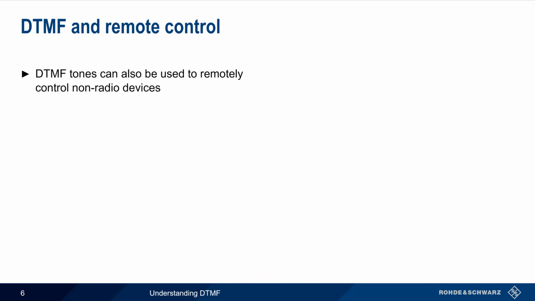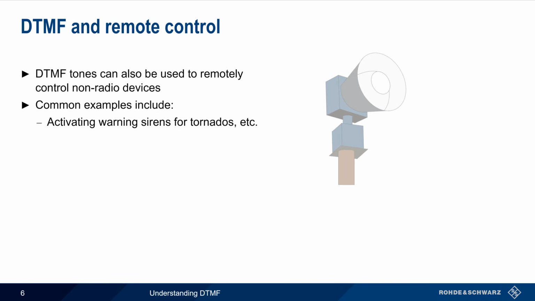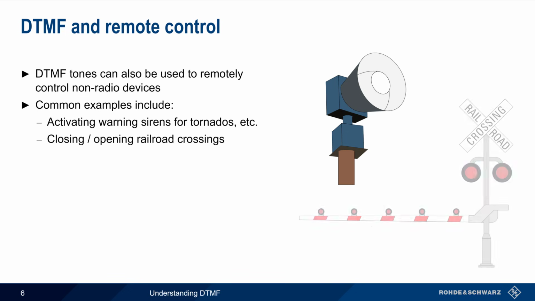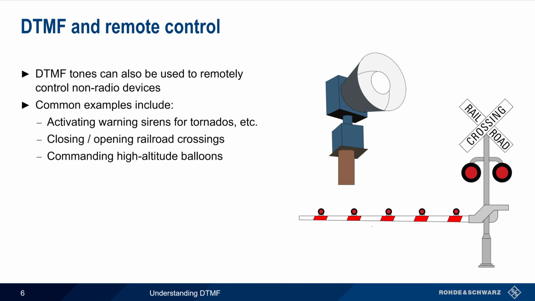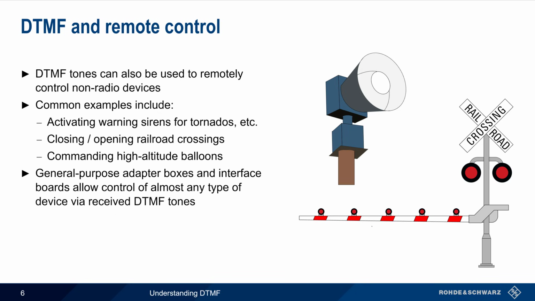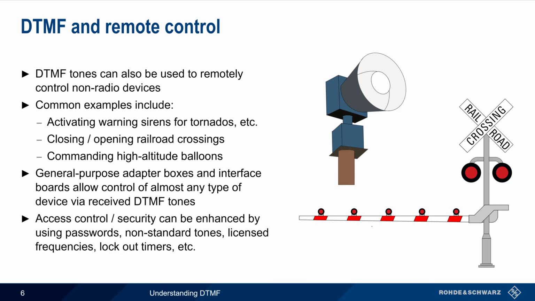DTMF can also be used to remotely control non-radio devices. There are many examples of this, including activating warning sirens for tornadoes or other weather-related events, opening and closing railroad crossings, commanding high-altitude balloons, etc. General-purpose adapter boxes and/or interface boards enable DTMF-based control of almost any type of connected device. There are also several different ways of implementing access control, or security, in these applications, such as the use of password codes, non-standard codes, licensed frequencies, lockout timers, etc.